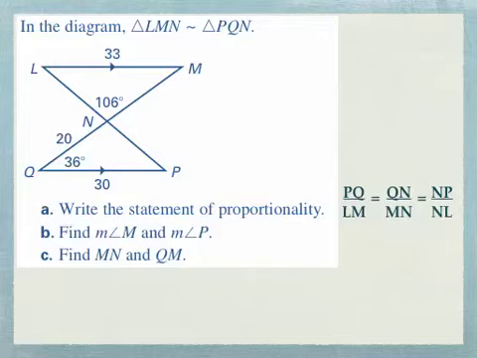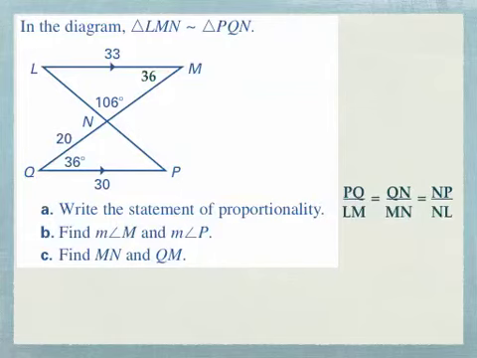B asked me to find the measure of angle M and the measure of angle P. To find the measure of angle M, I can use alternate interior angles. The measure of angle M would be 36 because it is the alternate interior angle with the measure of angle Q, which they tell us is 36.